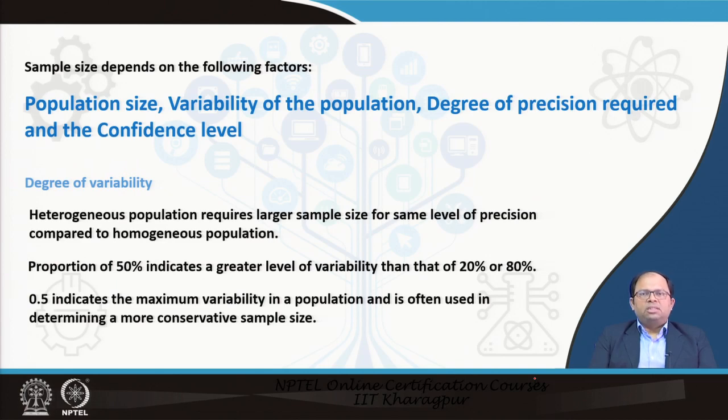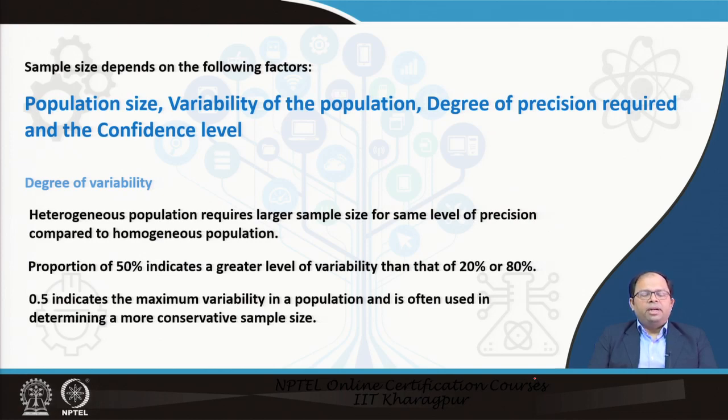So population size is obvious. That means the larger the size of the population, it may have a role on the total number of samples that is collected, but not always, because population size could be infinite, but that doesn't mean that we will collect a sample size of a number which is impossible to collect. It cannot be very large. So population size does play a role in certain methods, certain formulas, or certain ways of estimating sample size, but not in all. And then variability of the population.